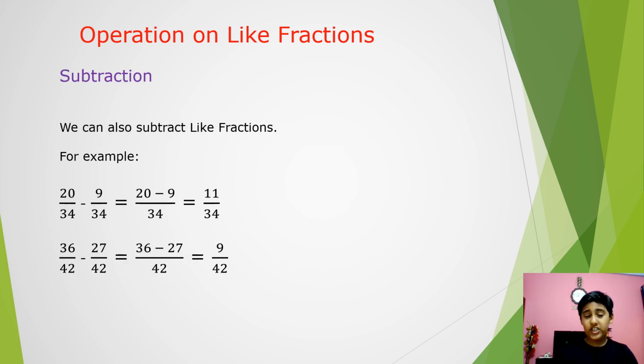Operation subtraction. We can also subtract like fractions. For example, 20 by 34 minus 9 by 34 is equal to 20 minus 9 by 34, which is the denominator, is equal to 11 by 34, which is our final answer. 36 by 42 minus 27 by 42 is equal to 36 minus 27 by 42, which is equal to 9 by 42. Moving on to the next slide.